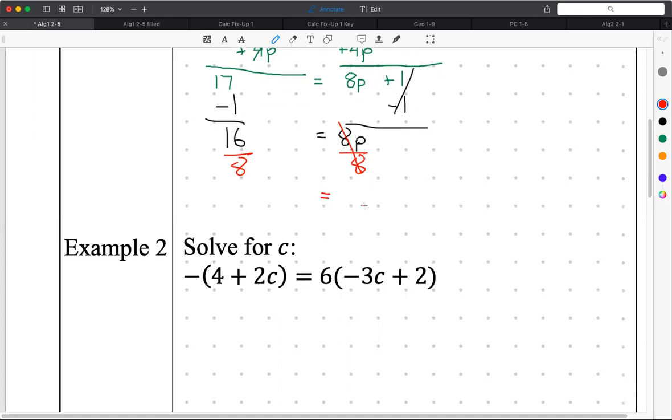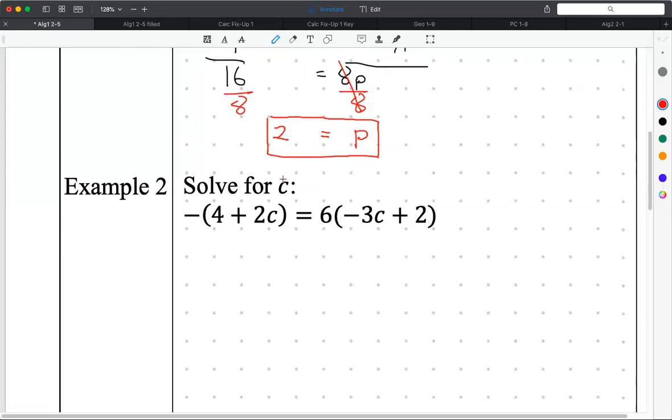So my new equation is p on the right, but what do I have on the left, Ashley? 16 divided by 8. Yep, and then that simplifies to what? What is 16 divided by 8? 2. Yeah, 2. Cool, thank you. And we box our final answer. All right, and then we have another one.